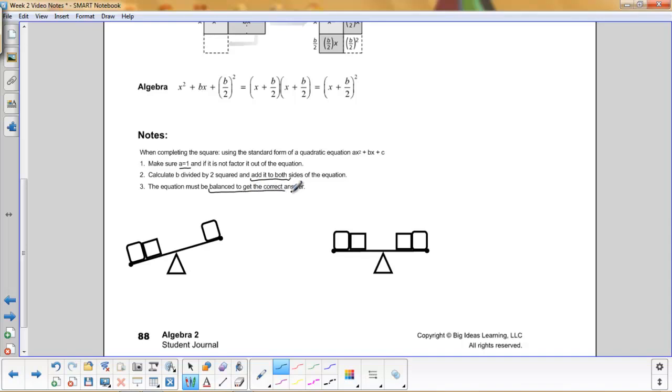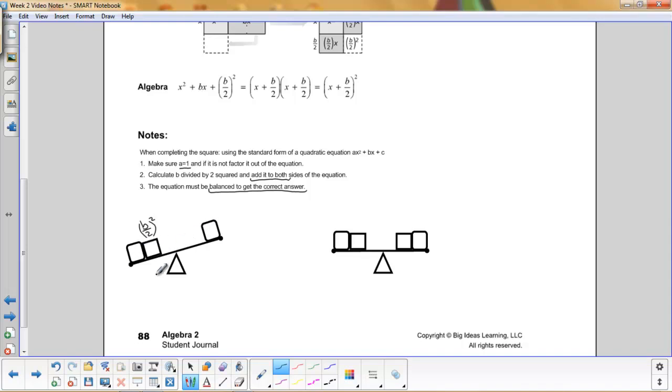Equations are based on equality. Now this is an example of an unbalanced equation because I added the value of b divided by 2 squared to only one side of the equation. My equation is now out of balance.